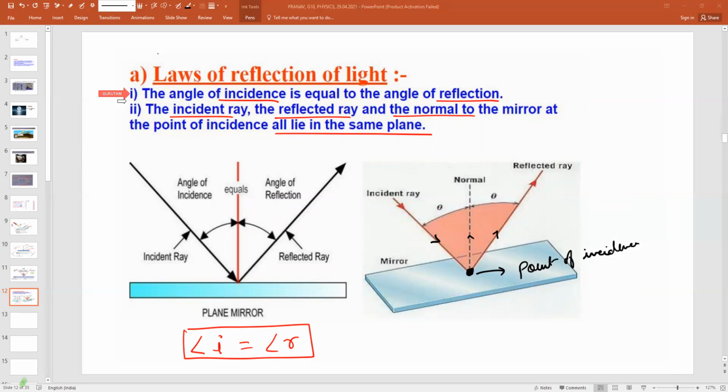So the first law says that the angle of incidence is equal to the angle of reflection. Just now you have studied what is angle of incidence and what is angle of reflection, right?